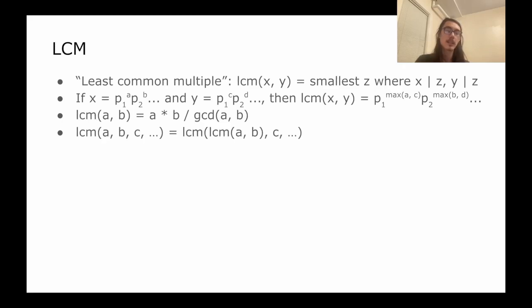Another brief thing, the least common multiple. It's the smallest number that's a multiple of two numbers. So the LCM is the opposite of the GCD. If you think about the prime powers, it'll be the maximum of each individual power.